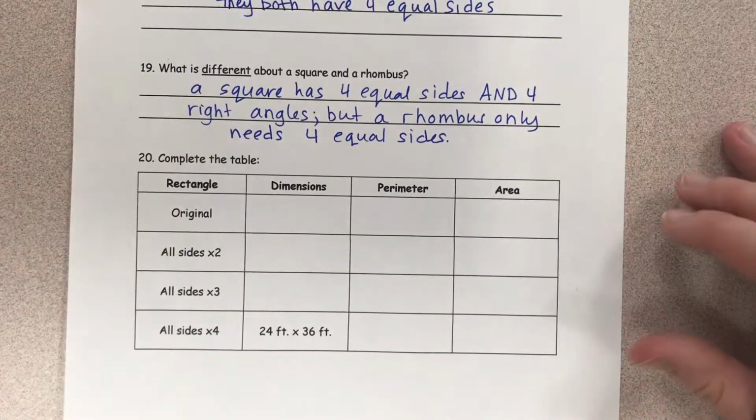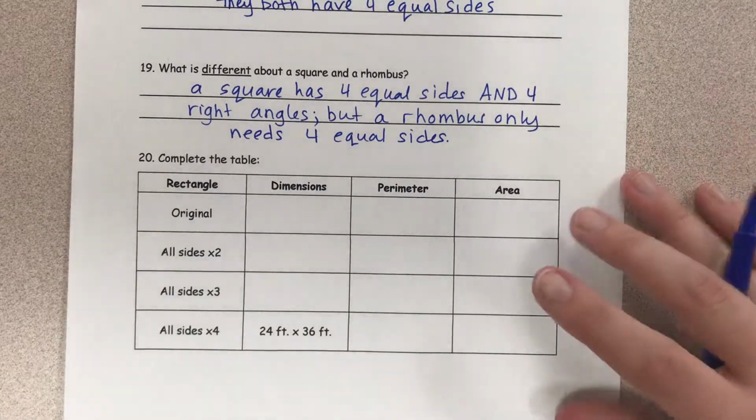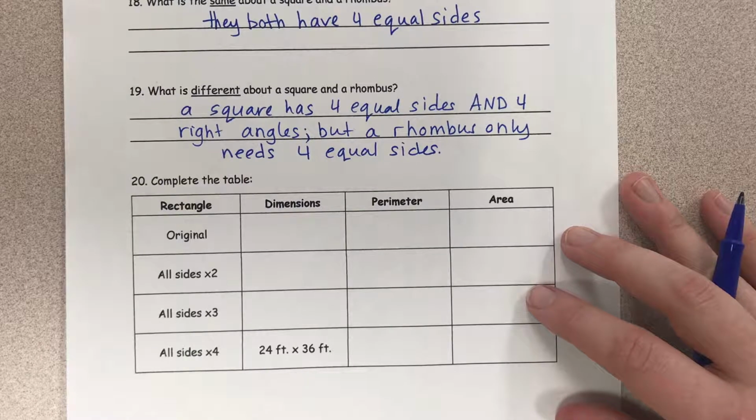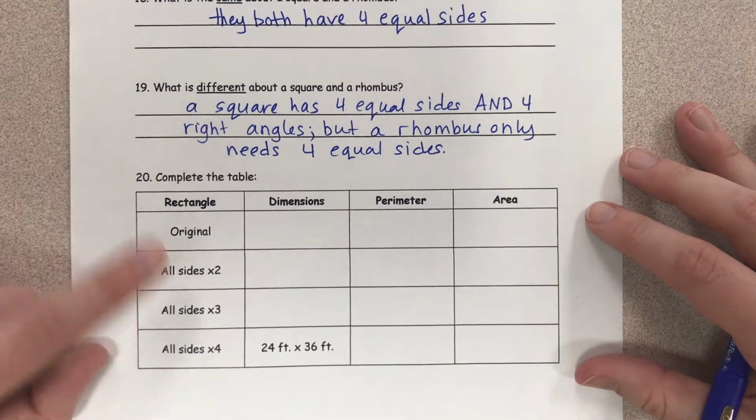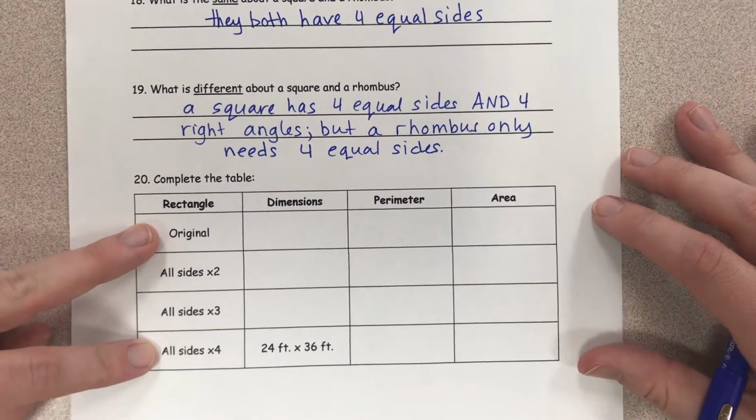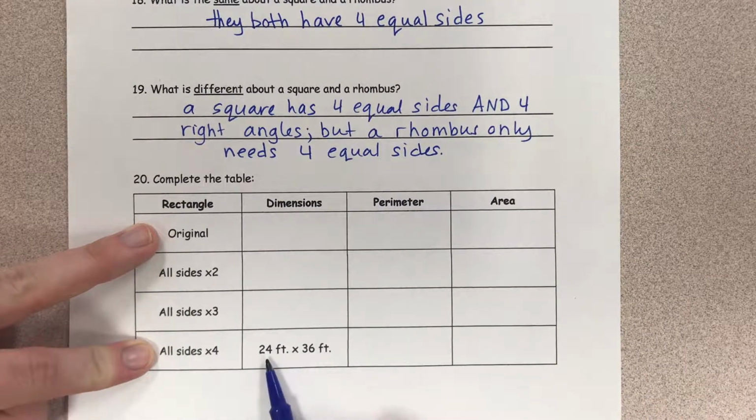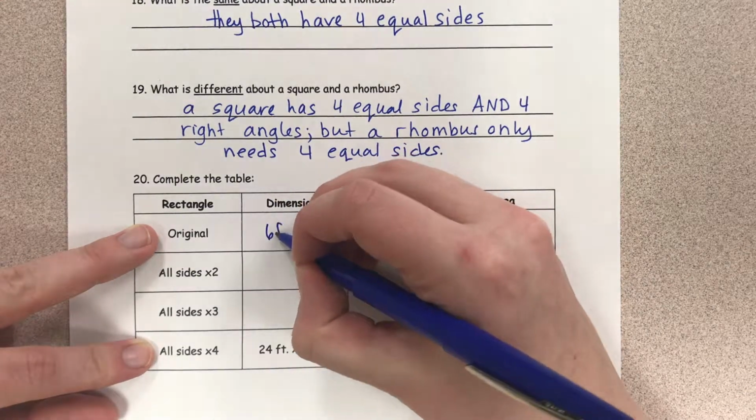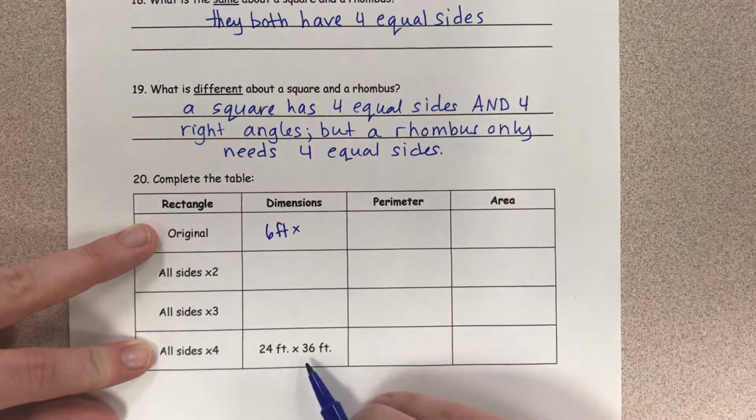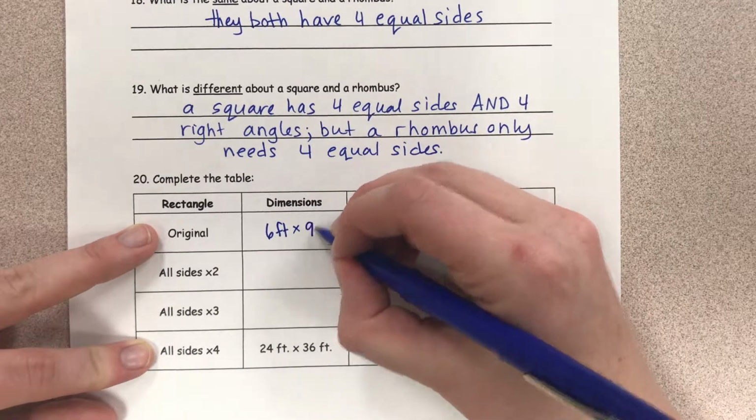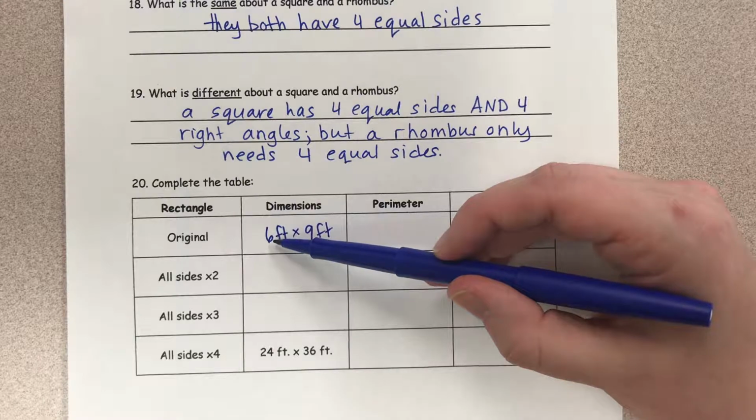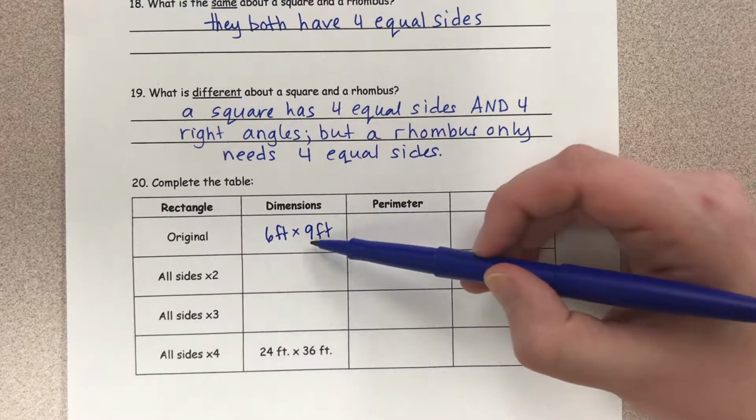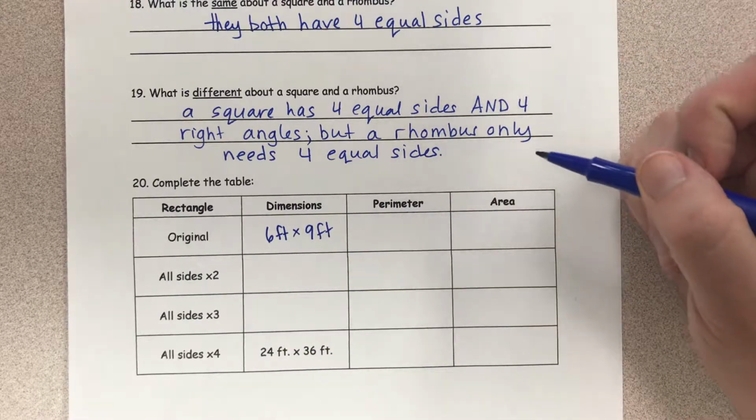All right, and the last part is to complete the table. So all we're given are the dimensions if all sides are quadrupled. So really, in order to figure out the original dimensions, I just have to divide both of these by 4. Okay, so 24 divided by 4 is 6 feet, by 36 divided by 4 is 9 feet. So if you do that backwards, the originals are 6. 6 times 4 is 24. 9 times 4 is 36. So that would be all sides quadrupled.